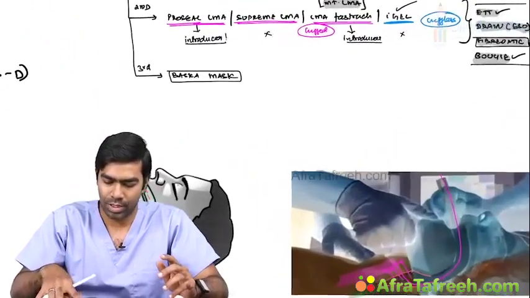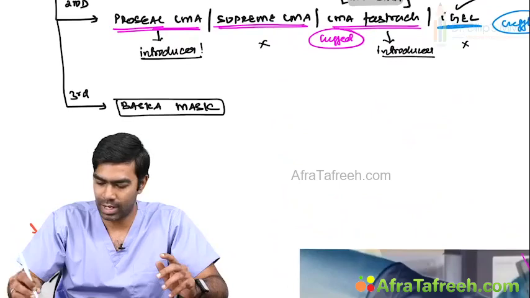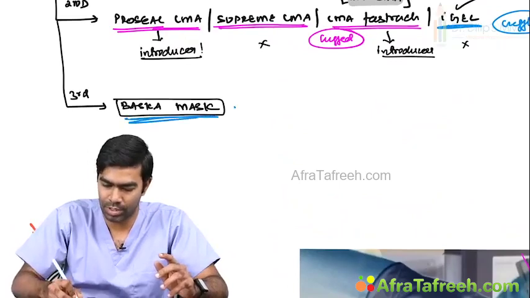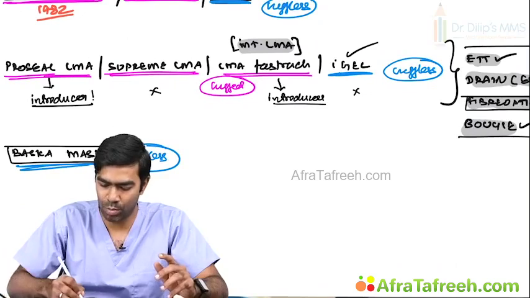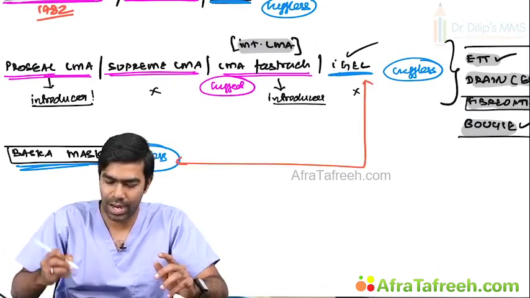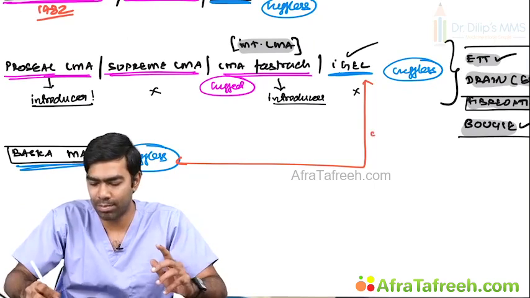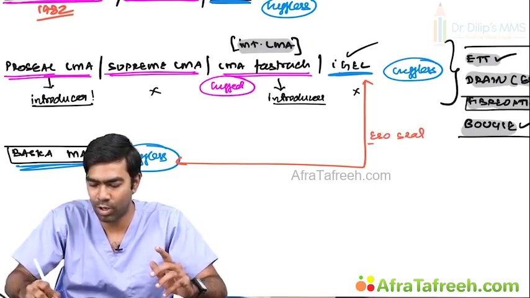Clear? So the third one is the Bosca mask, and again I can put it blue colored here because it is cuffless. Remember, this Bosca mask and iGel has one more unique advantage: they can provide an esophageal seal also. Remember, I am not telling esophageal cuff. Esophageal cuff is a feature of a laryngeal tube. But here I am telling they can produce a good esophageal seal because of the expansion capacity. Clear? Very, very good devices, iGel and Bosca mask.